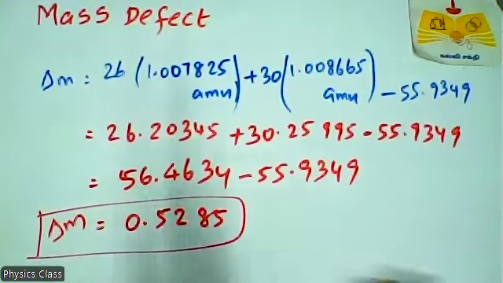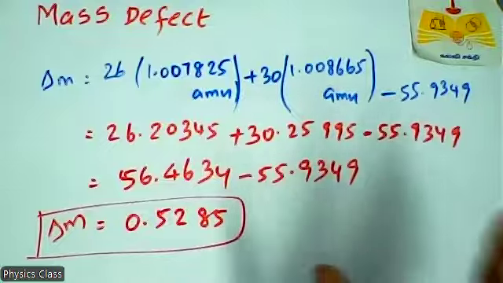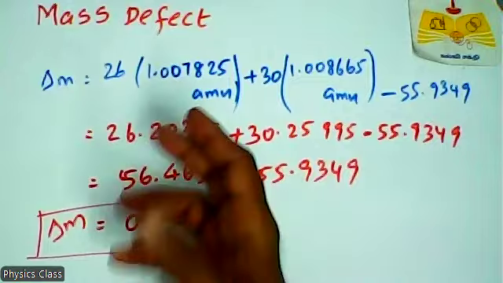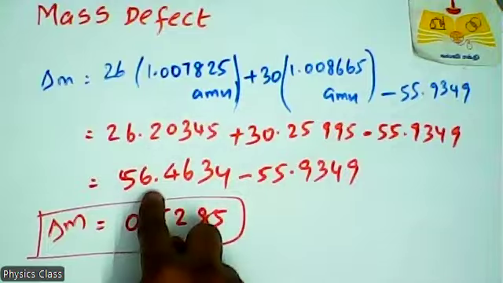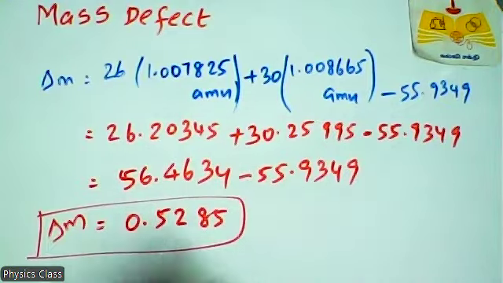So the mass of the atom is 55.93, but its components, protons and neutrons, together give 56.46. So there is a difference. Where has this mass disappeared? Where does this mass go? Now you have one question: why is there a mass defect in this element or in any element? What is the reason behind that? Where does this missing mass go?